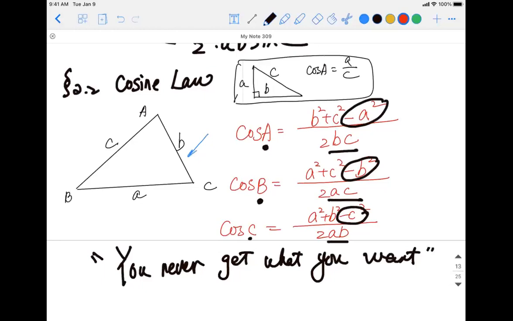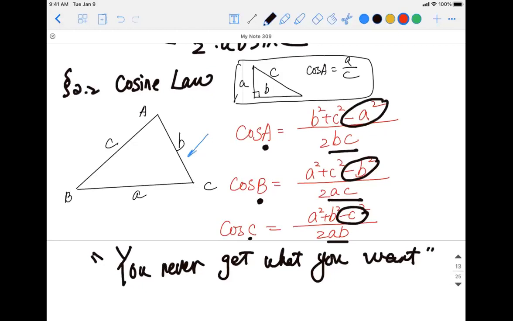So that being said, it means what? It means you never get what you want. If you want A, there's no a in the denominator, no a in the numerator. Want a B? No b for the numerator, no b for the denominator. You want a C? Same thing. I think this is a very easy way for you to remember the cosine law. So far, so good?